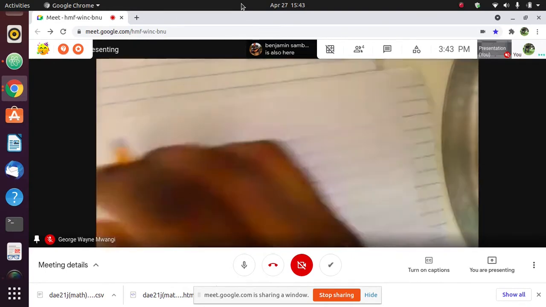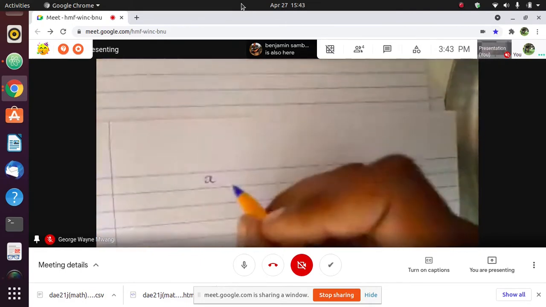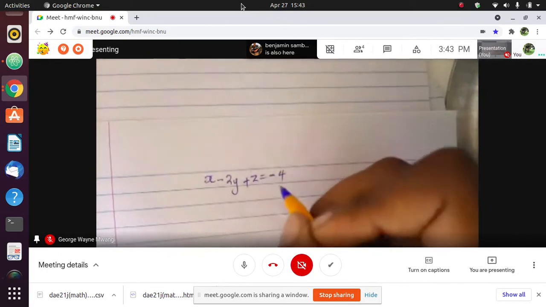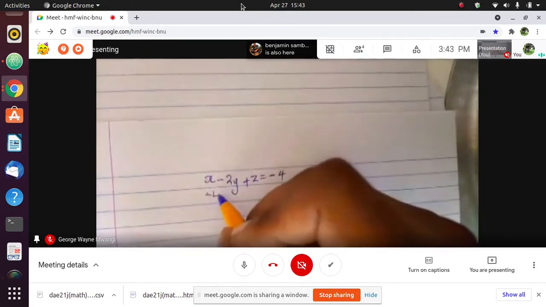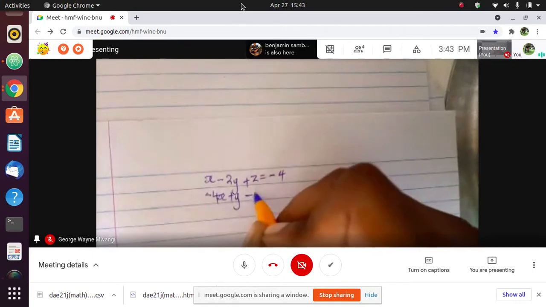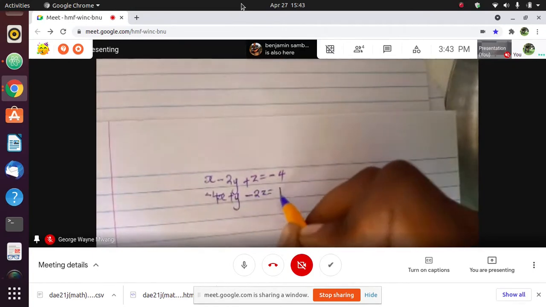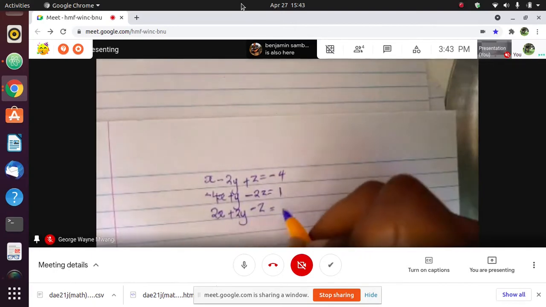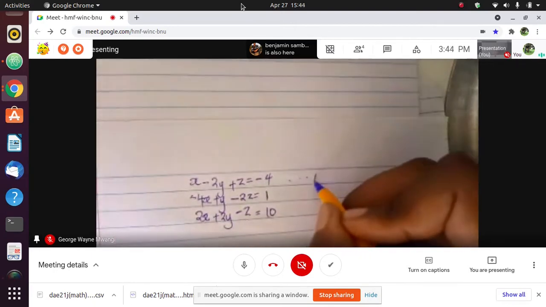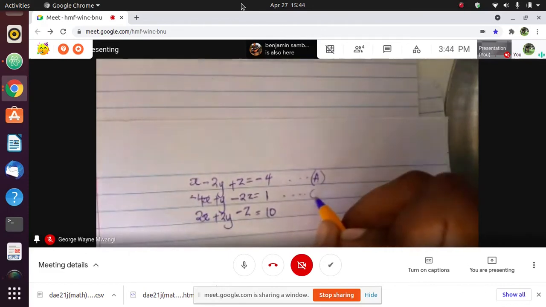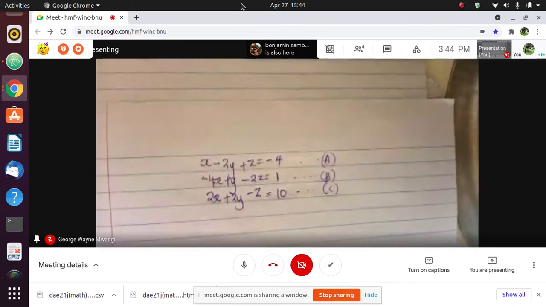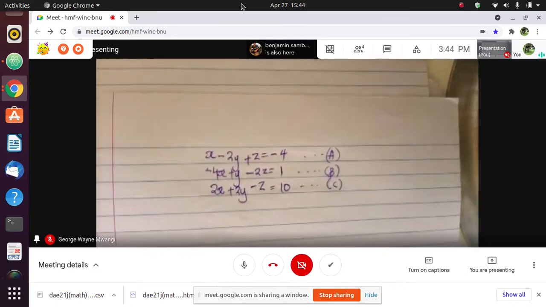For example, x minus 2y plus z is equals to negative 4. Minus 4x plus y minus 2z is equals to 1. 2x plus 2y minus z is equals to 10. And you're told to solve for the variables x, y, and z by substitution method. Remember, these are linear equations. They are a system of equations.